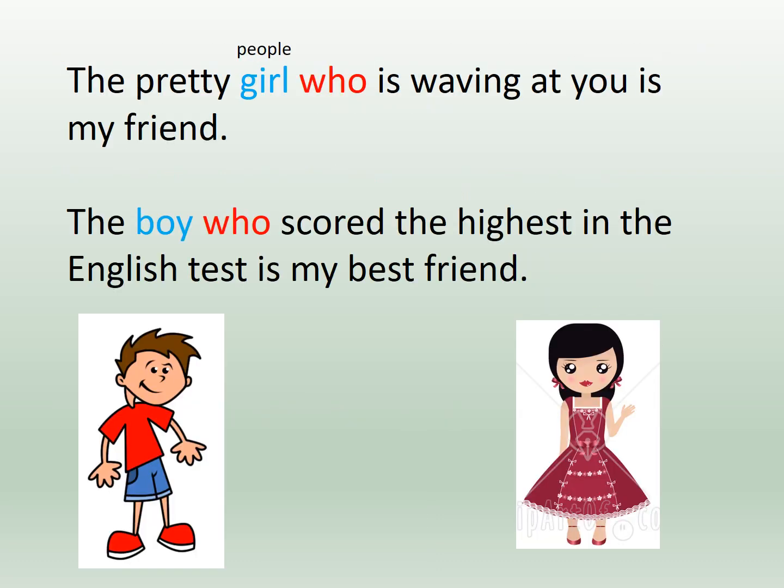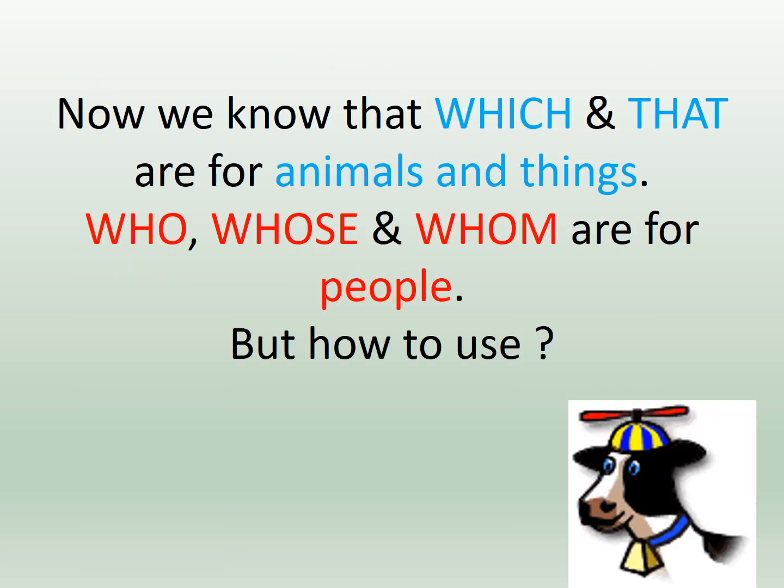For people, I use who or whom, like the pretty girl who is waving at you is my friend, or the boy who scored the highest in the English test is my best friend. So I use who and whom to refer to people. Now we know that which and that are for animals and things. Who, whose, and whom are for people. But how can I use all of these? How to use them?